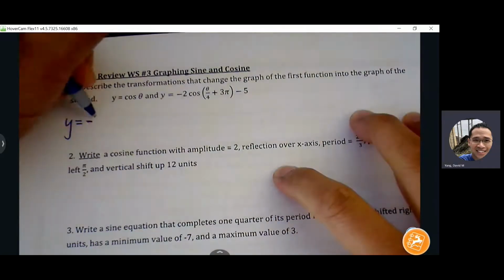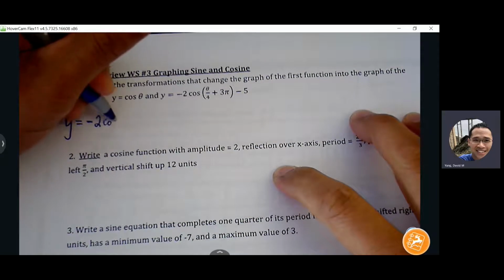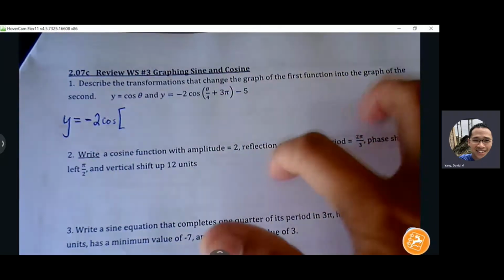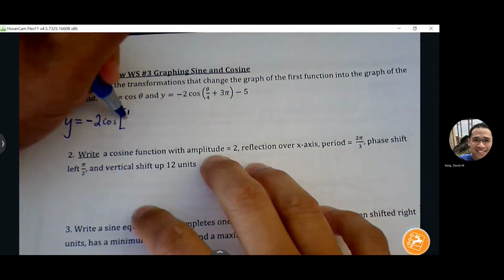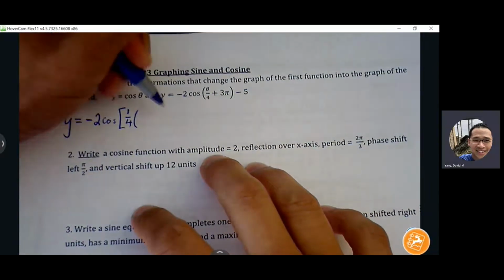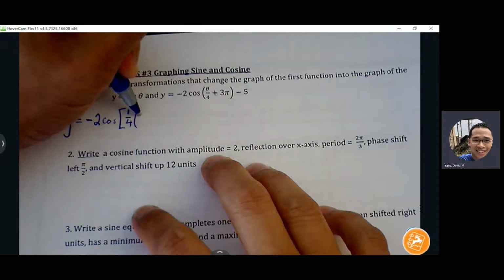So -2 cosine bracket. That theta and that 4 need to be separated. What can we do in front of theta here? 1/4, okay. If you're working ahead, that's great, because you can check with the key on the next page.